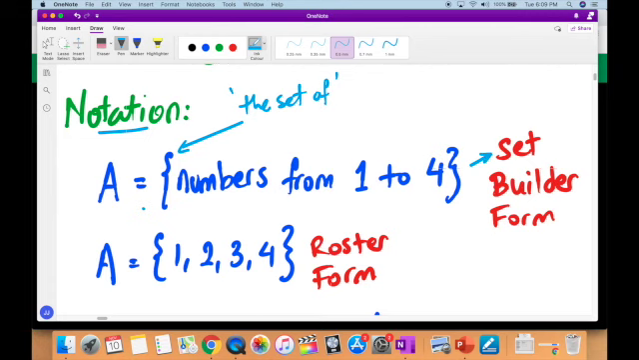Okay? Or you could actually just write out the elements. So A is the set of 1, 2, 3, 4. This is called the roster form. Now of course, if a set has many elements, or even infinite elements, then writing the roster form might not be practical. There is a third form that we have to learn, and we are going to learn that today.